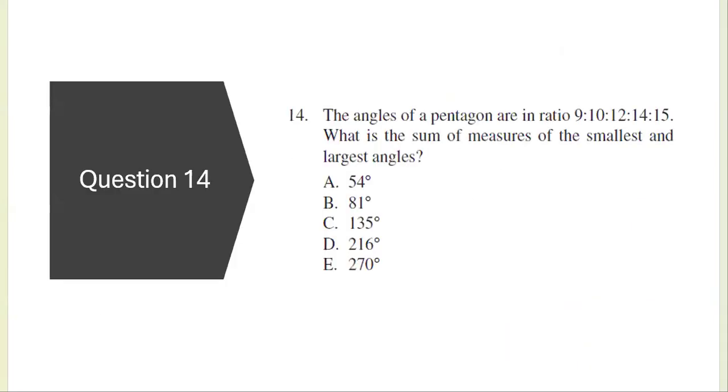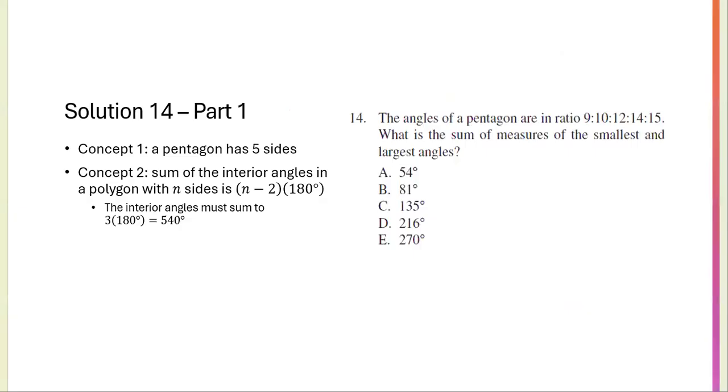14. The angles of a pentagon are in ratio 9 to 10 to 12 to 14 to 15. What is the sum of the measures of the smallest and largest angles? Be careful not to fall for any traps. If there are any here, I don't remember. Be careful. So we need to know what ratio is, and we need to know what a pentagon is, and we need to know the sum of the interior angles inside a polygon.